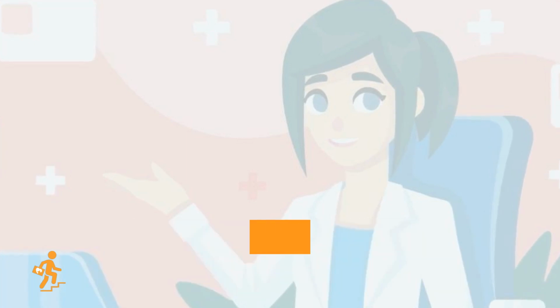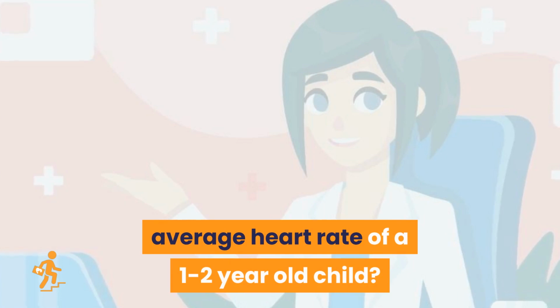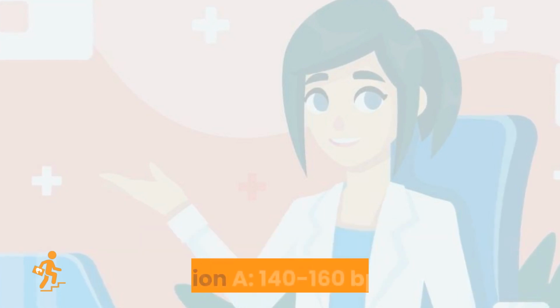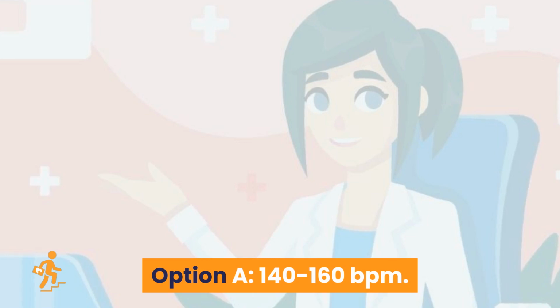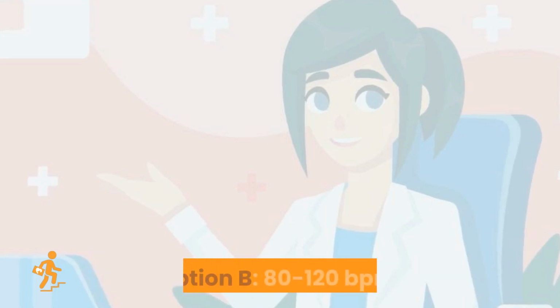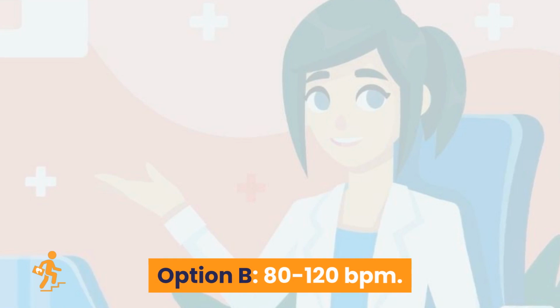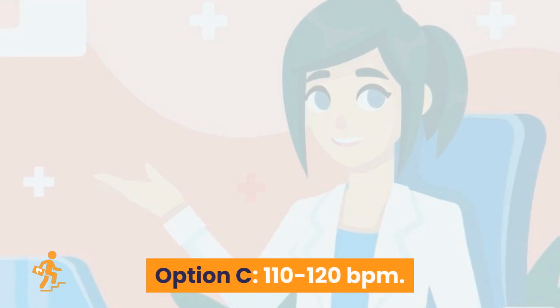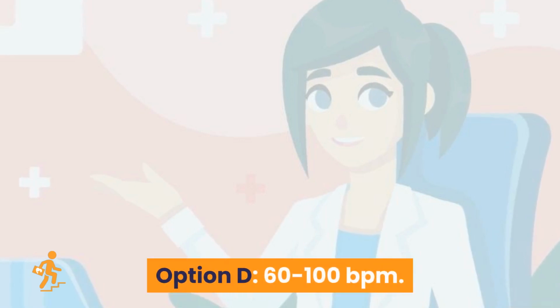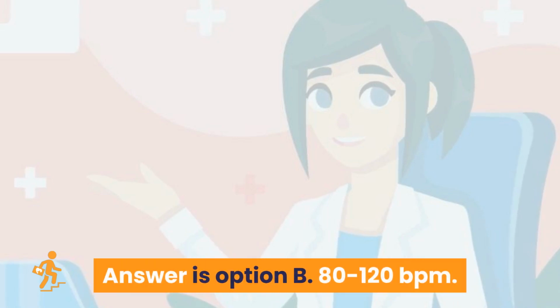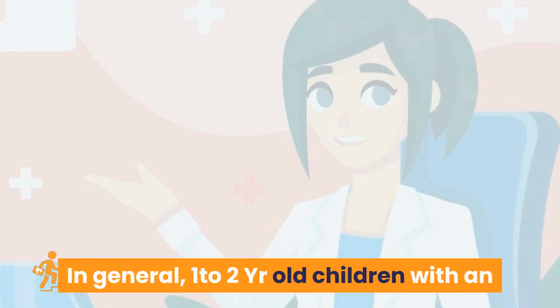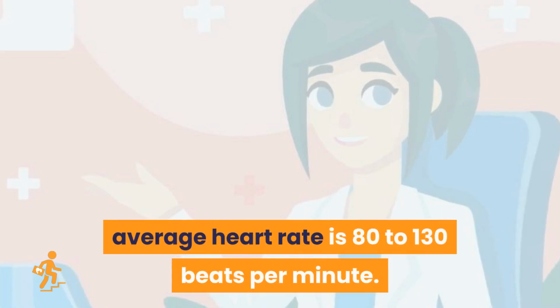Question 10. Which of the following is an average heart rate of a 1 to 2-year-old child? Option A, 140 to 160 beats per minute. Option B, 80 to 120 beats per minute. Option C, 110 to 120 beats per minute. Option D, 60 to 100 beats per minute. Answer is option B, 80 to 120. In general, 1 to 2-year-old children with an average heart rate is 80 to 130 beats per minute.